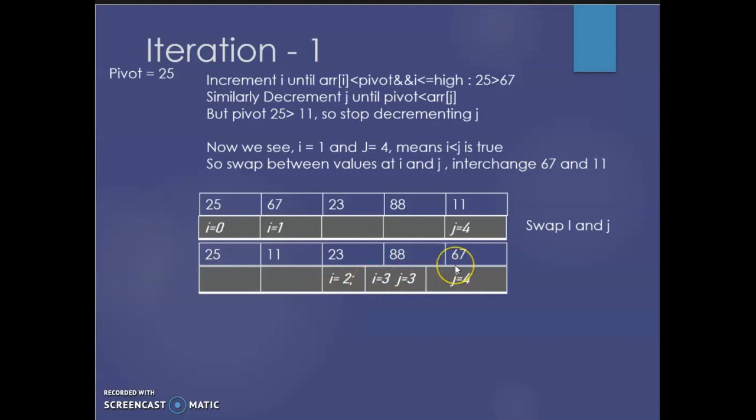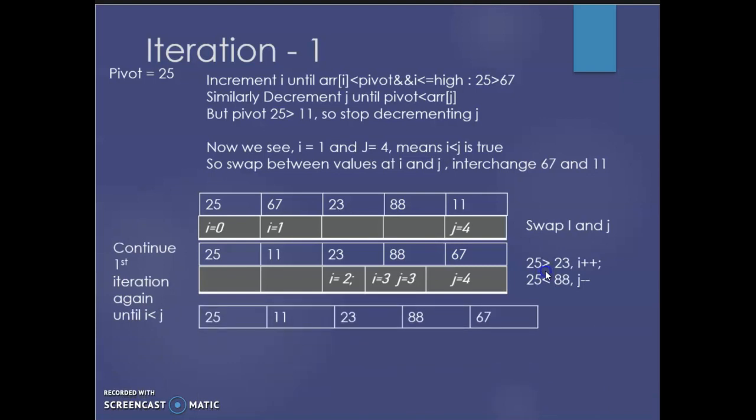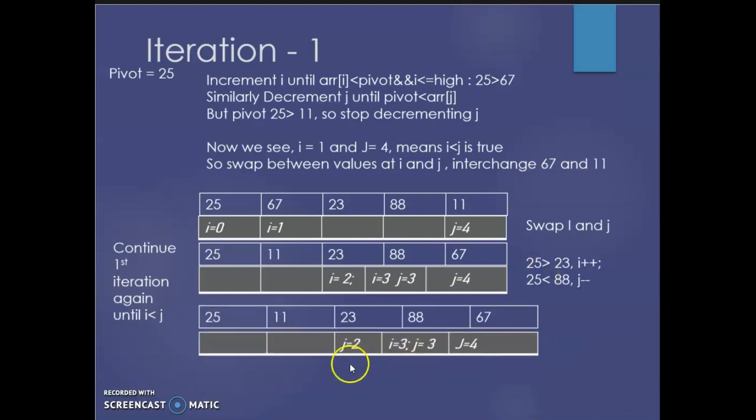Now what is the value of j? J was 4. Now again we will be checking if we can decrement j any further. Right now 67 is pointed by j and it is greater than 25, so yes, I can decrement the value of j. Again 88 is also greater than 25, so furthermore I can decrement the value of j. So ultimately where my j value stops is here. J is equal to 2.